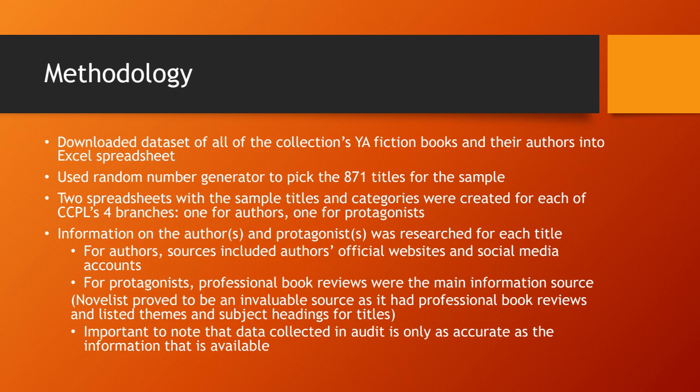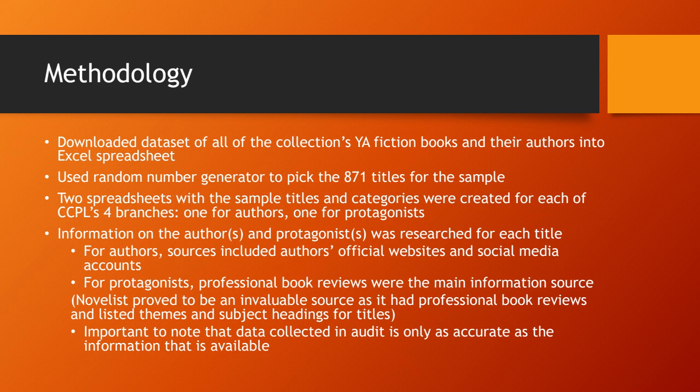So once I determined how many books I was going to look at, I downloaded a data set of all of our collection's YA fiction books into an Excel spreadsheet. As Beth stated, we use Polaris as our ILS. So I used Simply Reports to download the title, the author, and the publication year of the books. And then I used a random number generator to pick the 871 titles for the sample.